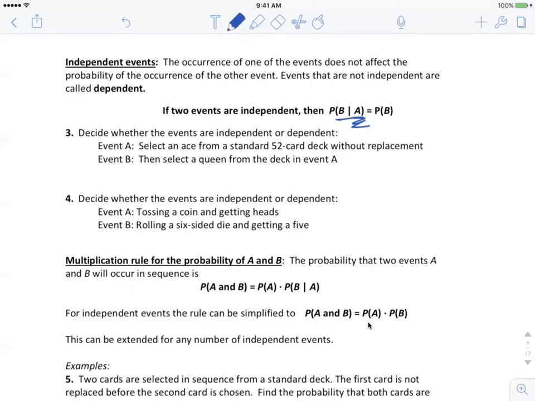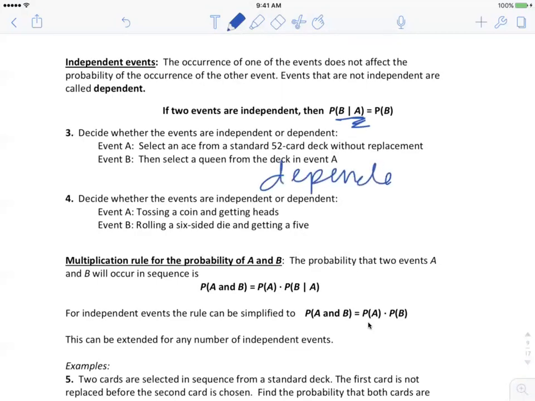To practice this a little bit, here's some examples. Decide, number 3, whether the events are independent or dependent. So event A is you select an ace from a deck and you don't replace it. Then you select a queen from the deck in event B. Notice that because you did not replace that card, that's going to affect the probability of event B, right? So if the probability gets affected, it is dependent.